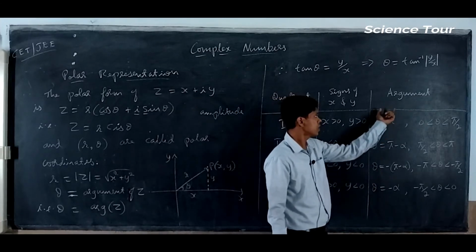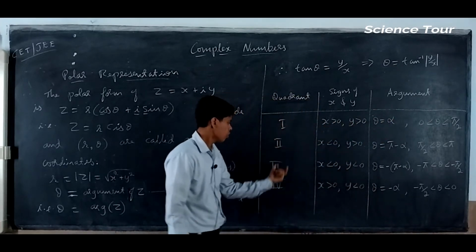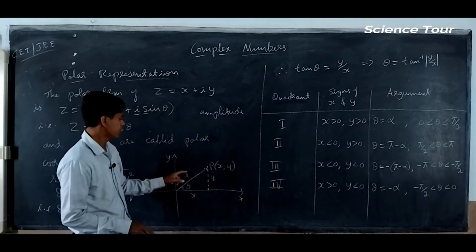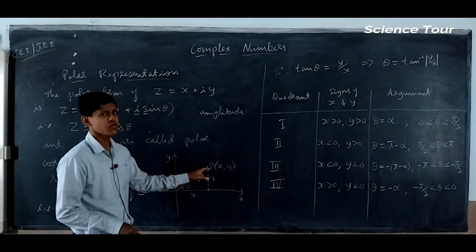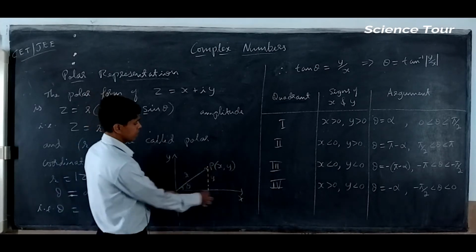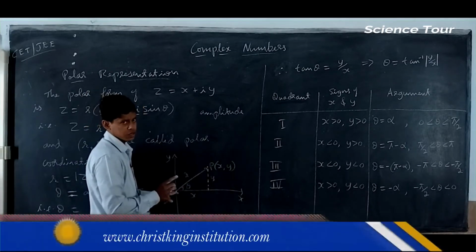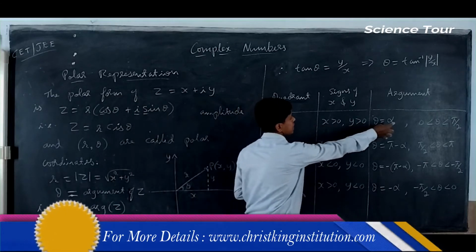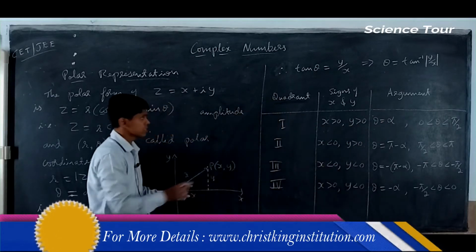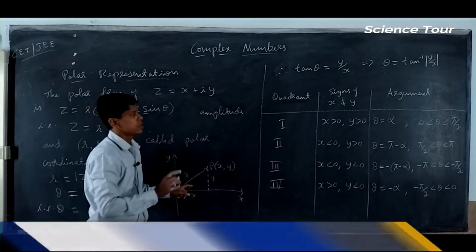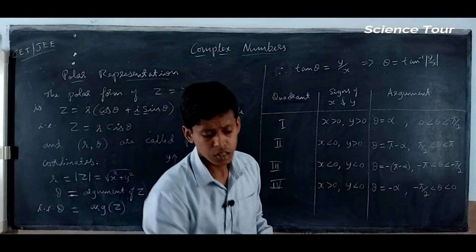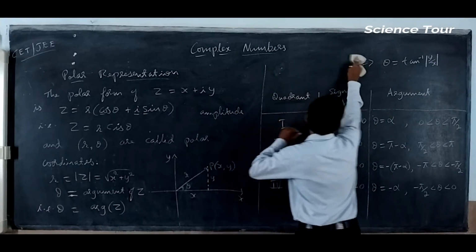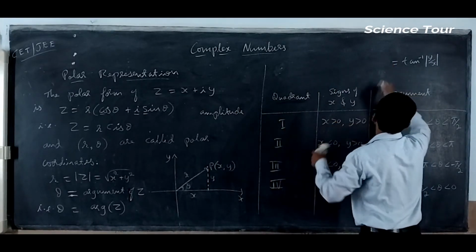Now we have four different quadrants, and if the complex number is in the first quadrant, that means x is positive, y is also positive, correct? Then how do you find theta if x is positive and y is positive? Theta is nothing but alpha itself. So what is alpha? Alpha is tan inverse, okay? You take this as alpha.